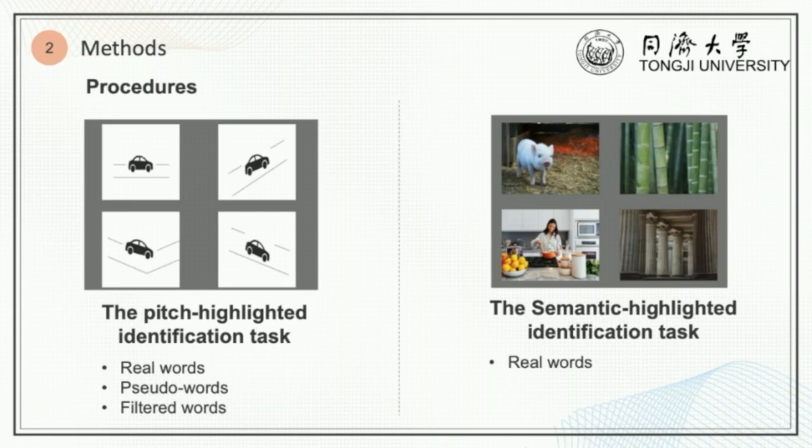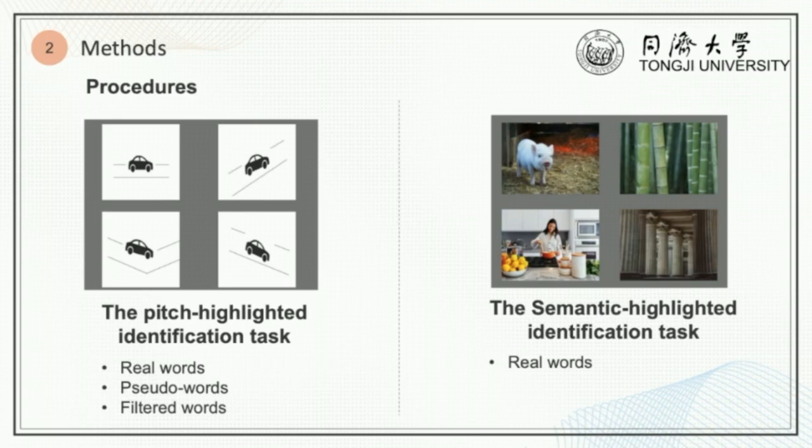In the pitch highlighted identification task, 3 blocks were designed with the same image stimulus and the sound stimuli of real words, pseudo words, and filtered words respectively. They were presented in random order. Each block randomly played sound stimuli twice for a total of 2 rounds, and each trial lasted for 6,000 milliseconds. Participants were required to stare at the corresponding picture, matching the pitch contour of the sound stimulus.